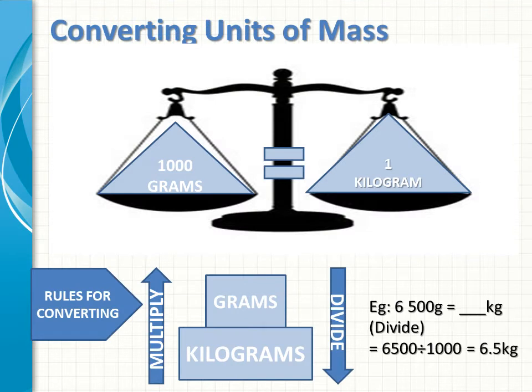Now let's try to convert units of mass. The units of mass are grams and kilograms. Now look at this wheel that we have on the picture. One of it says 1000 grams and the second one says 1 kilogram. But do you notice something about this? I showed you in the Zoom class yesterday a particular wheel like this.